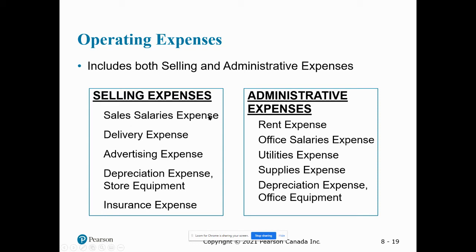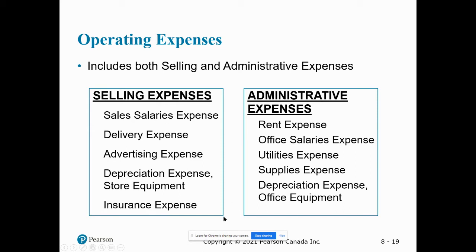The reason that we put these expense items into these broader categories sometimes is so that we can have a better idea of what overhead costs are. Overhead costs are costs that are incurred regardless of how much is sold. Selling expenses are often also known as variable expenses. So the more that I sell, the more that I may have to pay for salespeople, for delivery, and for advertising expense. So that's why we have this.